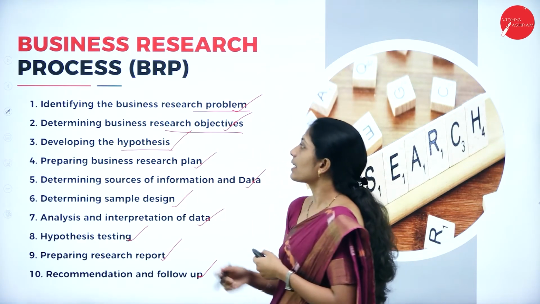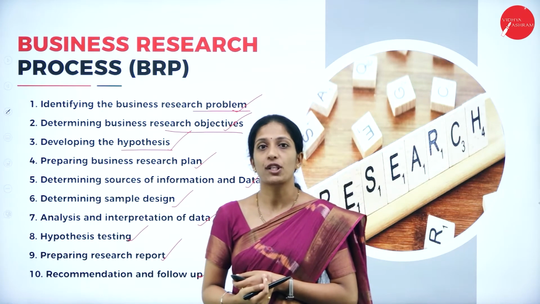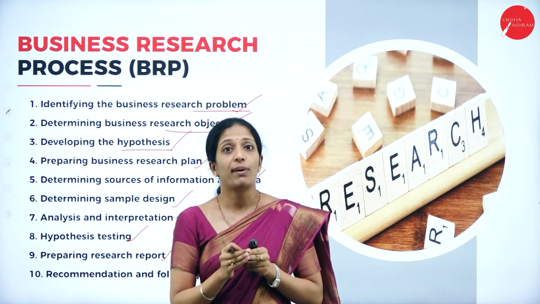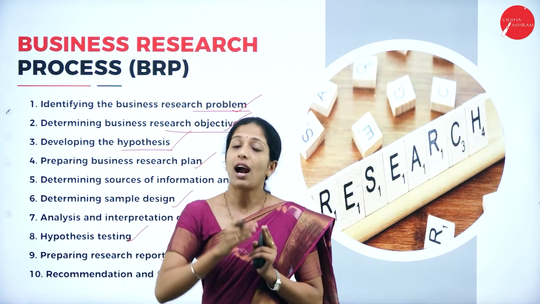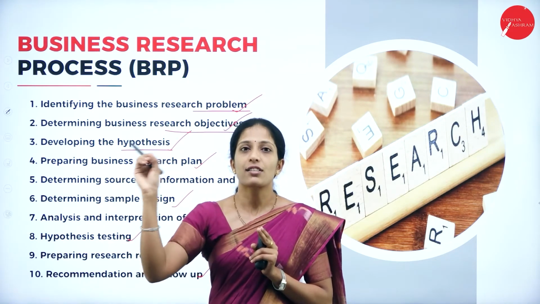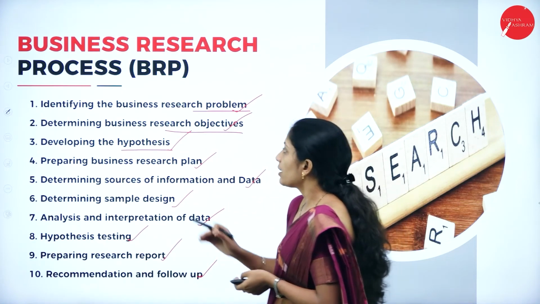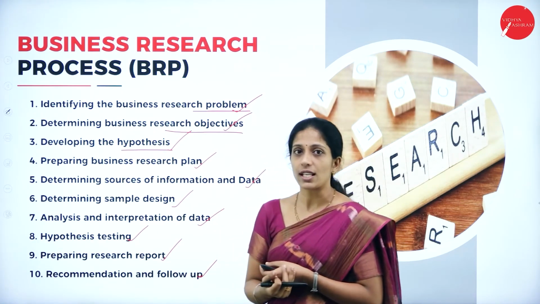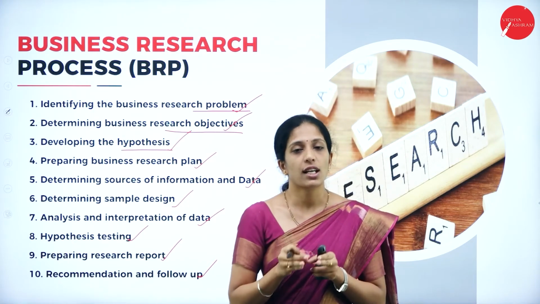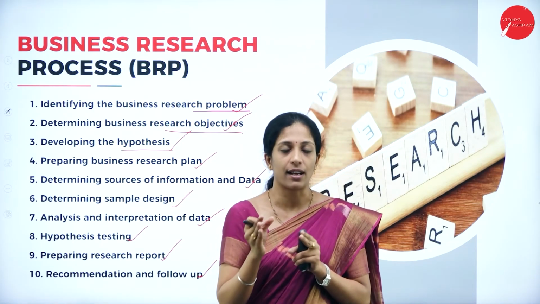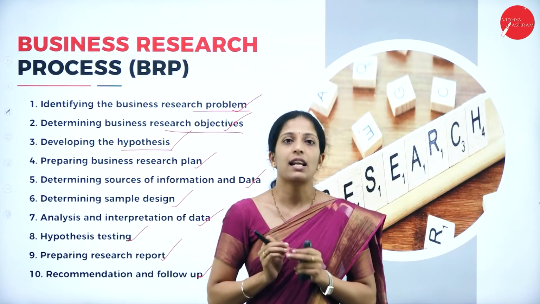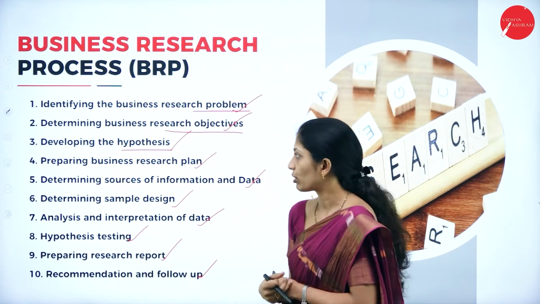Next one is determining the business research objective. So, we have identified the problem. Now, we have to know what the objective is, where we are and where we want to be. So, that is known as what? Objective. Next one is developing the hypothesis. So, in the initial stage itself, what has to be proved, what has to be experimented, has to be written in detail, which is known as hypothesis.